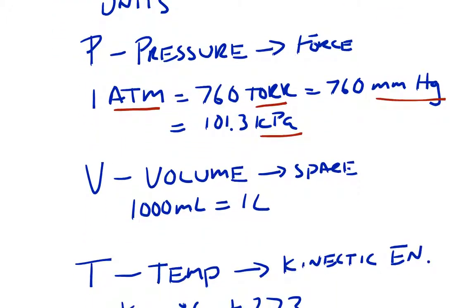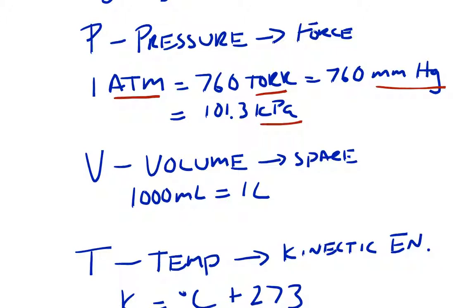Volume is related to space, and we usually use milliliters or liters when measuring volumes of gases. So there's 1,000 milliliters equal 1 liter of gas.